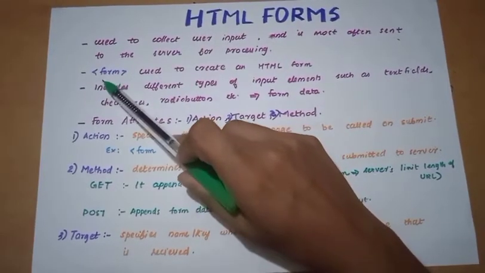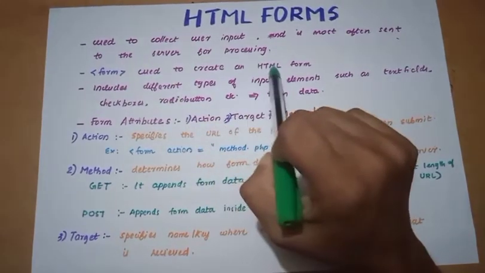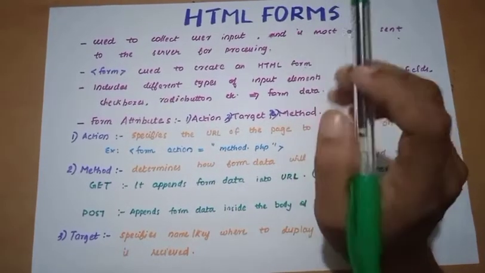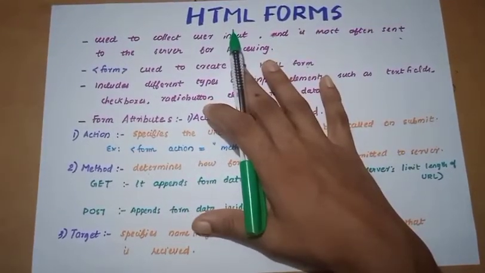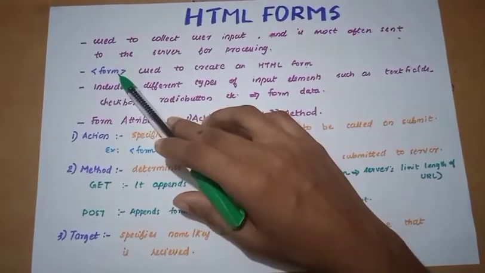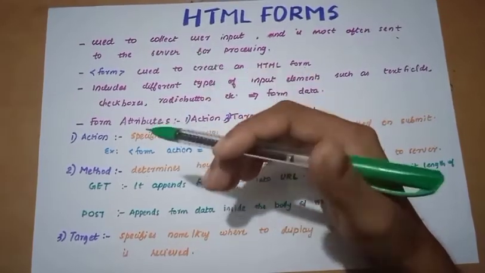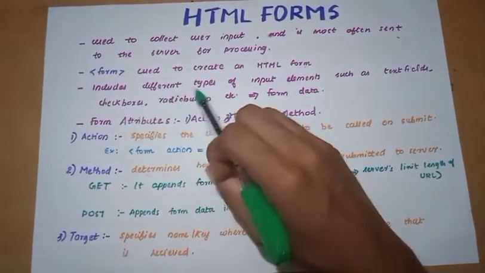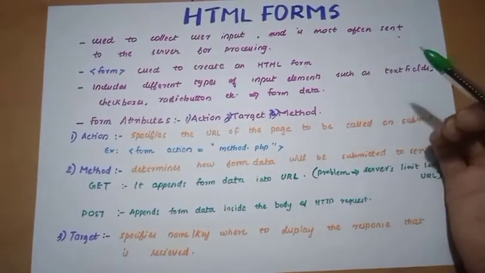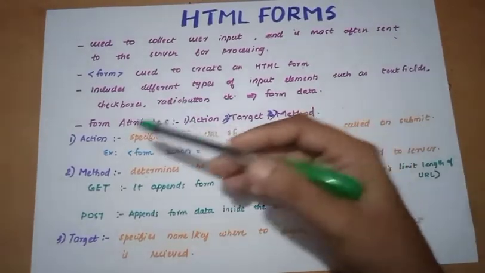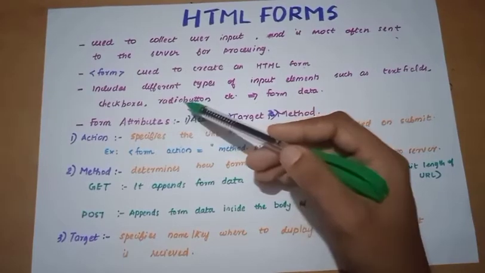So here we can see the form tag. This is the starting tag we use to create the HTML form. Whenever we need to include an HTML form inside our page, we can just write this tag and insert every element that we can use inside it. This includes different types of input elements such as text fields to add some data, check boxes to choose between different options, and radio buttons also.